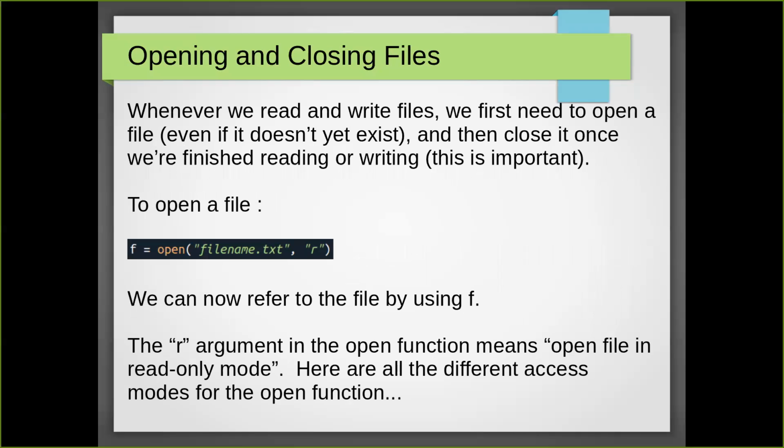So let's just think about it in basic terms, first of all. Whenever we read and write files, the first thing we're going to need to do is tell Python to open the file. And we need to do that even if the file doesn't yet exist, which can seem an odd thing to think about. But if you're writing a file, so let's say you want to store some results, and you want to write that to a file, it may be that file doesn't exist yet, but we still need to open it. But we open it in a mode to tell it, if that doesn't exist, create a new file with this name.